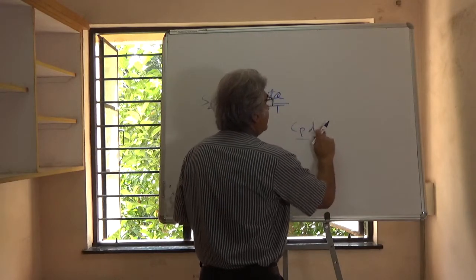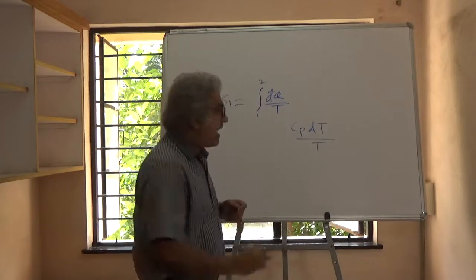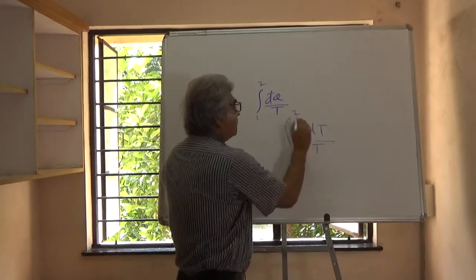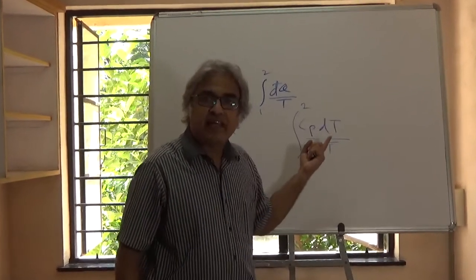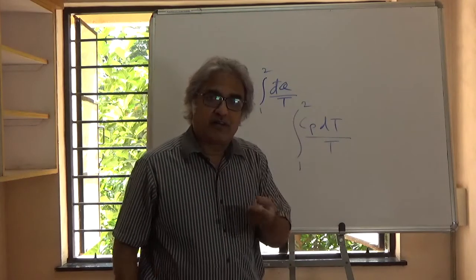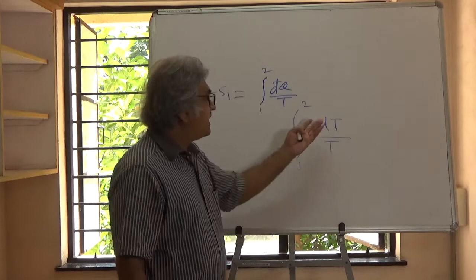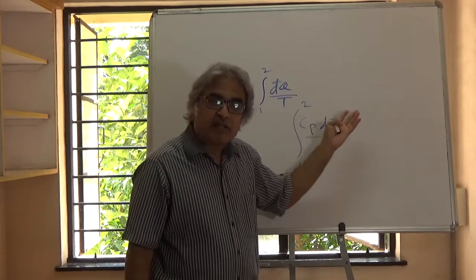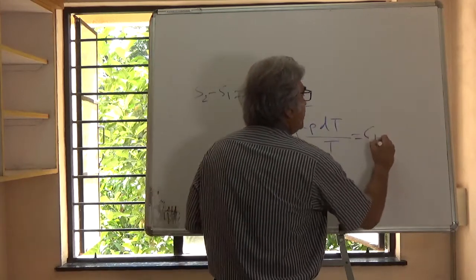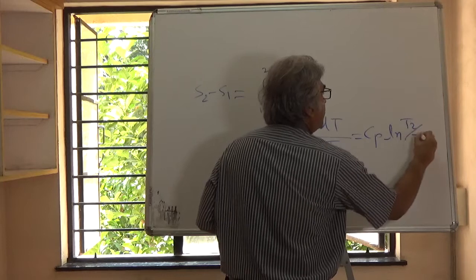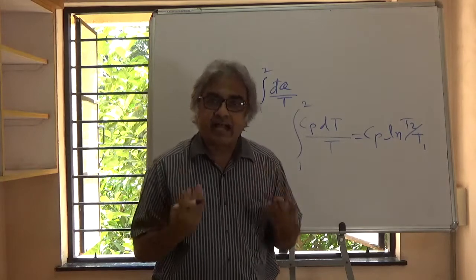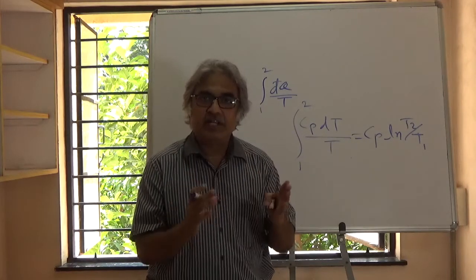I'll make it capital T, right? And then we do the integration. So obviously the expression from 1 to 2, we will have the expression as Cp ln T2 by T1, because Cp is constant for that liquid or for the solid, and the integration of dT by T is natural log, ln T2 by T1. So this will be Cp ln T2 by T1, right? So this is the expression for change in entropy when heat is added to any solid or liquid.